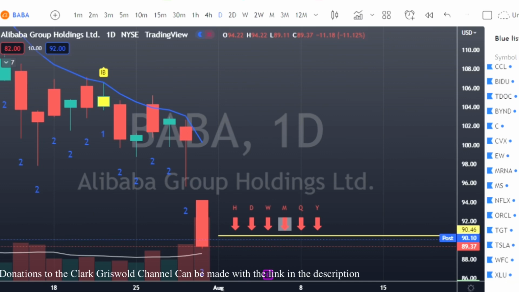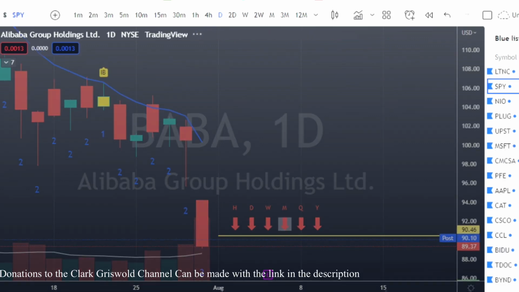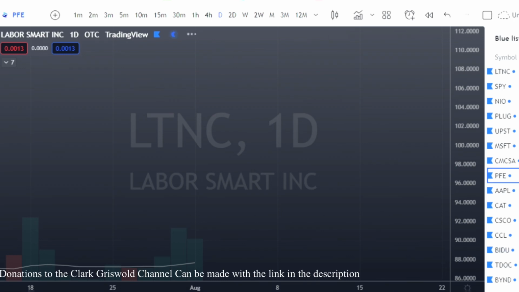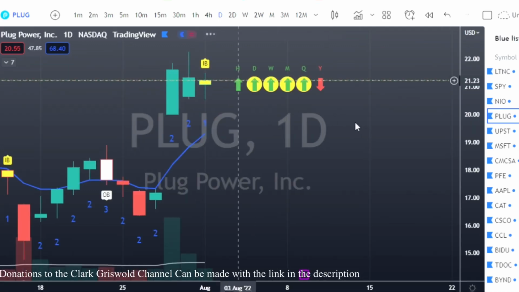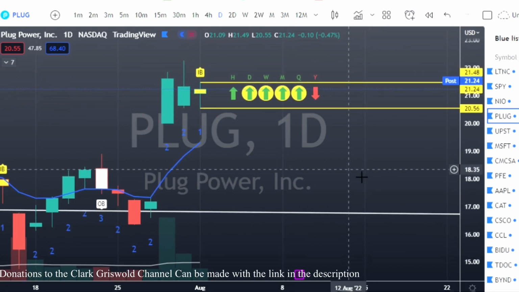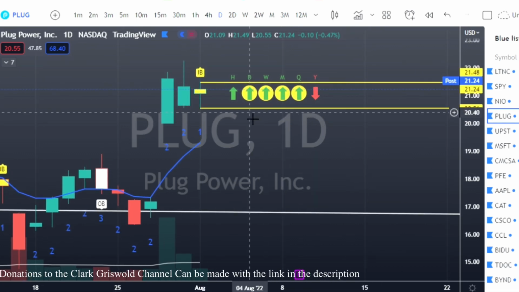Okay, guys, let's go into this top 5 here that I got for you guys. Okay, the first one we've got on the list is PLUG. That's Plug Power. PLUG. Nice little tight inside bar. Calls at 21.48. Puts at $20.56.